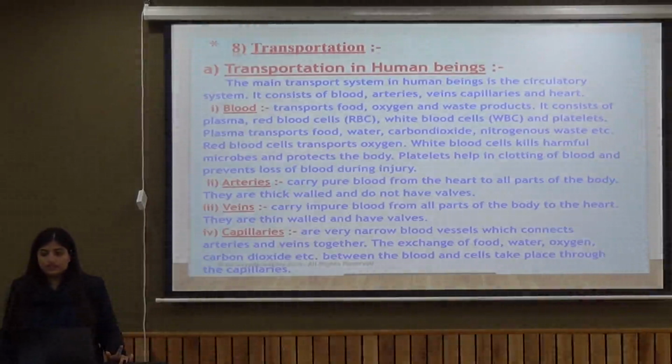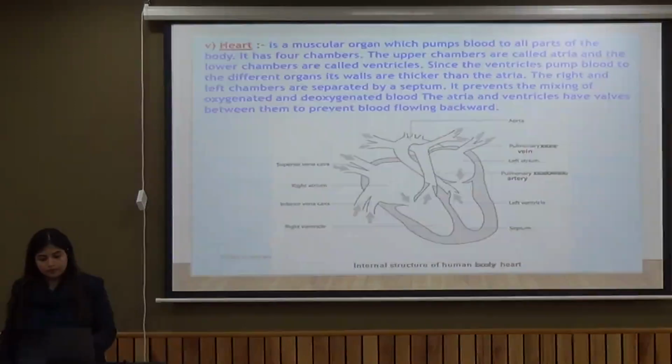The arteries are the thicker vessels. They carry pure blood, that means the oxygenated blood, from the heart to all parts of the body, and they are thick walled and they do not have any valves. While the veins carry impure or deoxygenated blood from all parts of the body to the heart, and they are thin walled and they have valves in them. Now the capillaries are very, very narrow blood vessels which connect arteries and veins together. The exchange of food, water, oxygen, carbon dioxide, etc. between blood and cells takes place through the arteries.